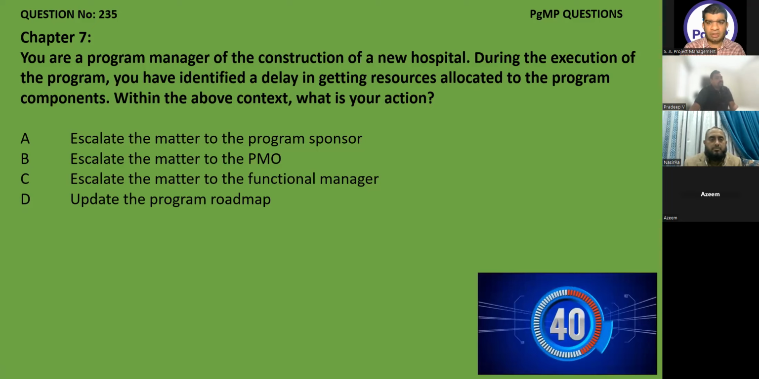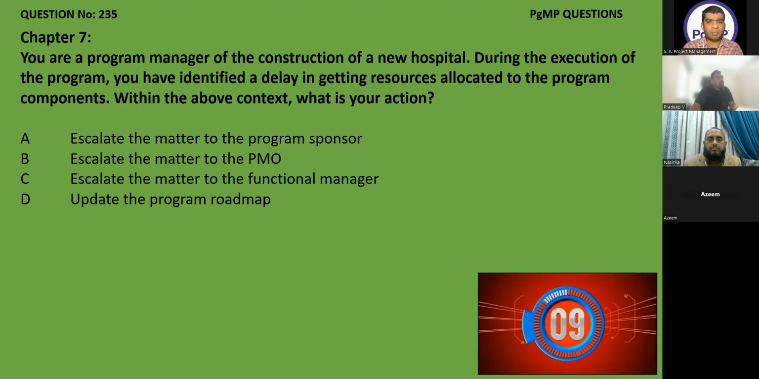The problem here is, within the above context, what is your action? Escalate, escalate, escalate. It means something is not going fine. That is the first thing. When I read the last line and go for the option, it means there is a problem in my program. You are a program manager of the construction of a new hospital. During the execution of the program, you have identified a delay in getting resources allocated to the program component. So it means for your program, you're not able to do something which is now getting out of your hands. So you have to escalate it.